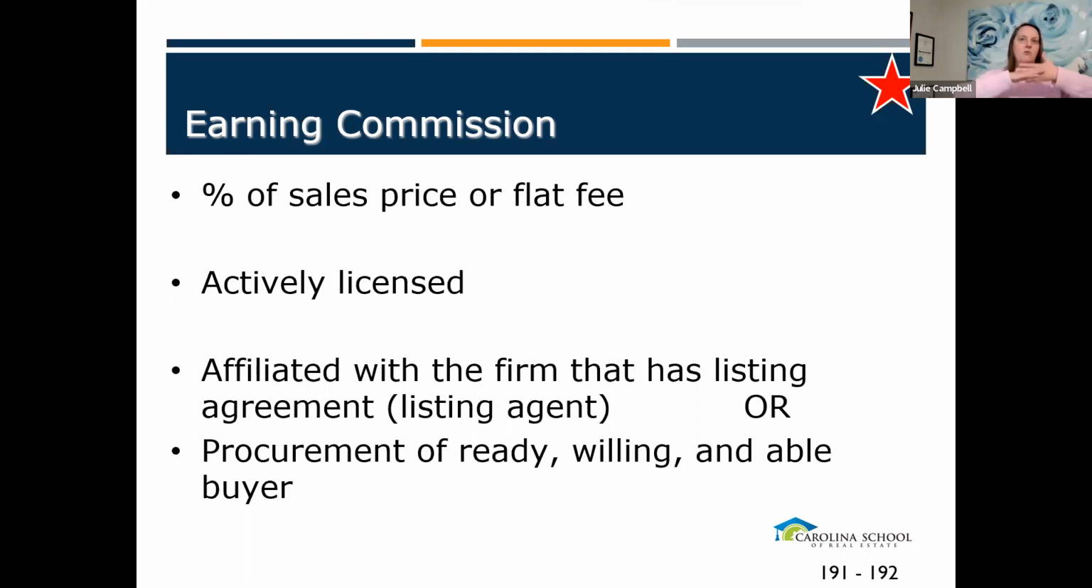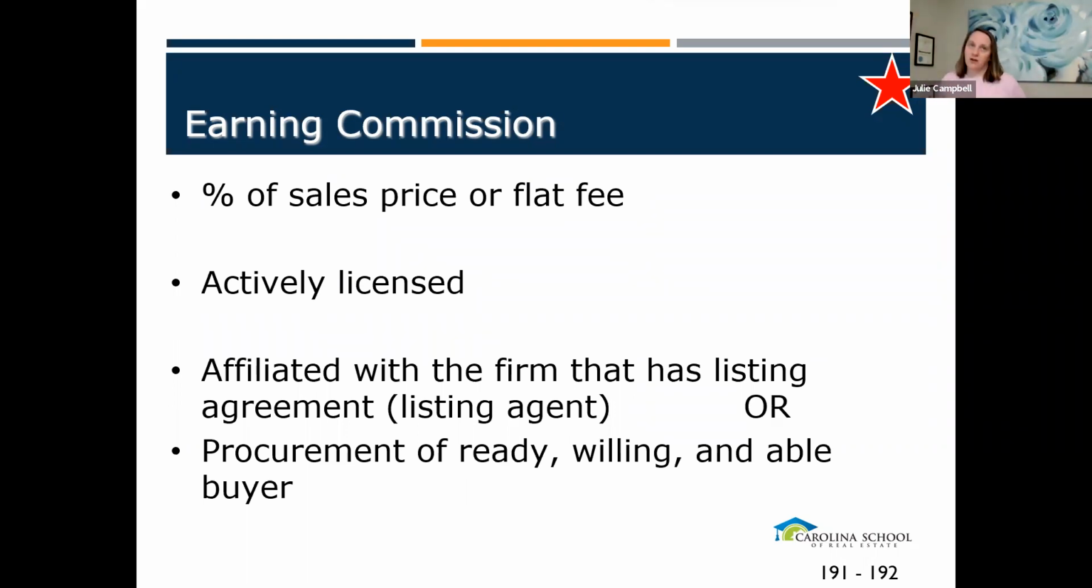However, we typically don't get paid until and if it closes. It's going to be really rare to get paid if it doesn't close. So there's the difference in when we earn it versus when we actually get it.